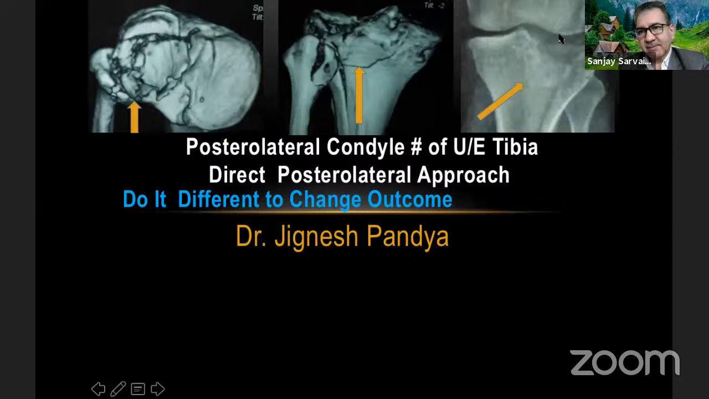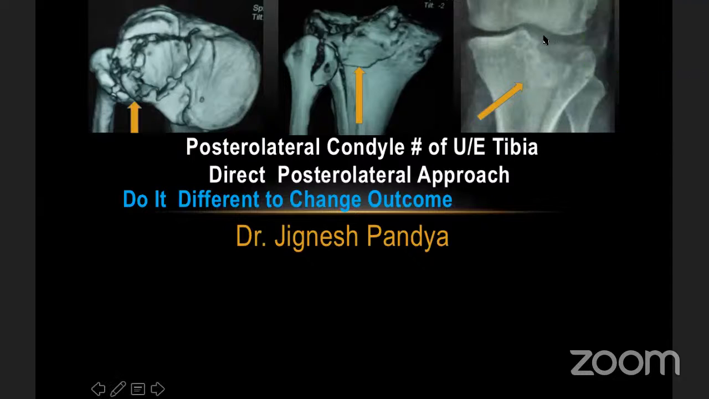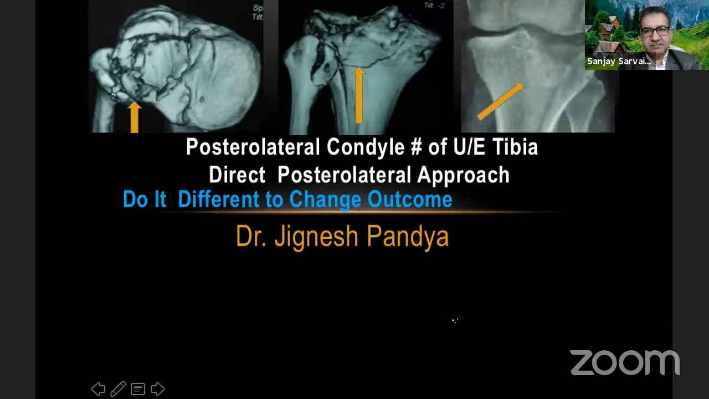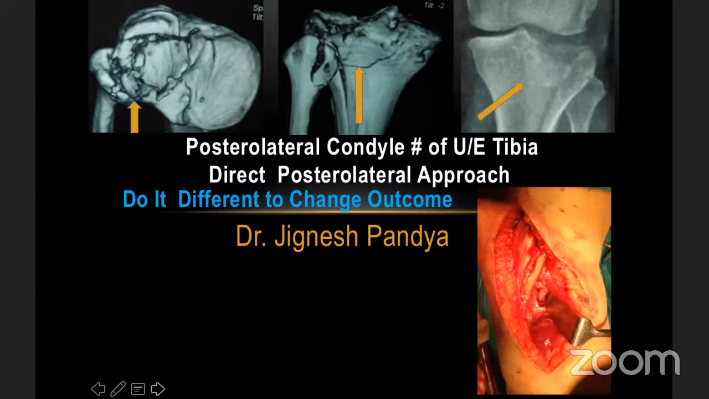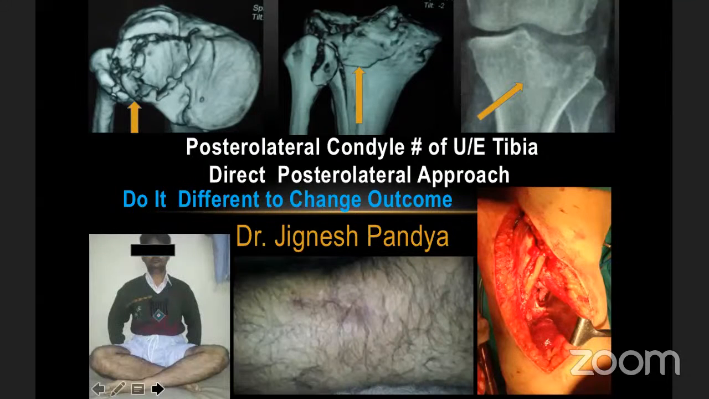When we see posterolateral condyle tibia, we have to do something different to change the outcome, because these are a subset of the fracture. I will show cases that cannot definitely be done by anterolateral approach or any other approach. We have to go posterior and do it to justify our fixation and treatment. So this is the approach, a prone position, then this is the outcome. So we have to do something different.